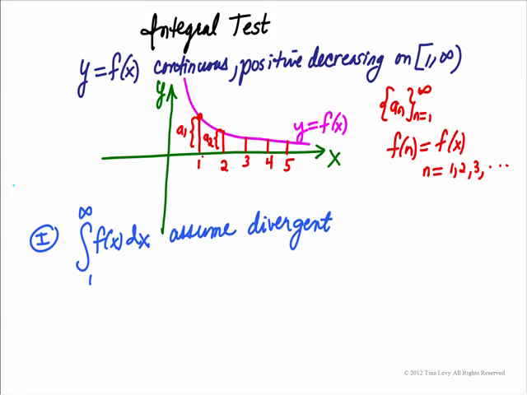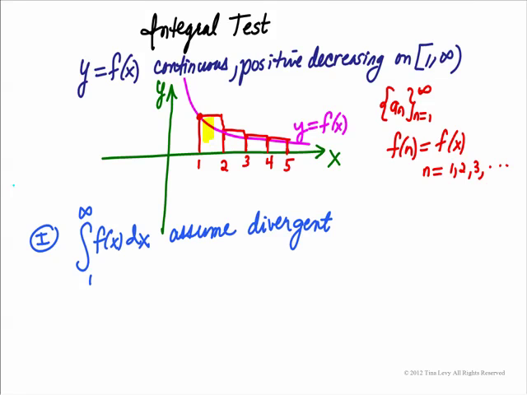Looking at this, we can see that the width here, the delta x everywhere, is 1. So my first rectangle goes up a1 over 1. My second rectangle goes up a2 over 1. My third goes up a3 over 1, then up a4 over 1. I keep doing this continually. What I've created are circumscribed rectangles.